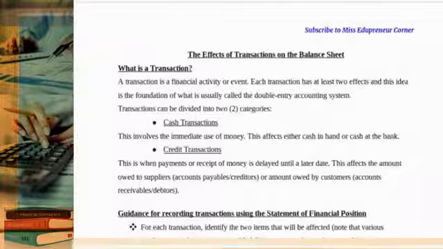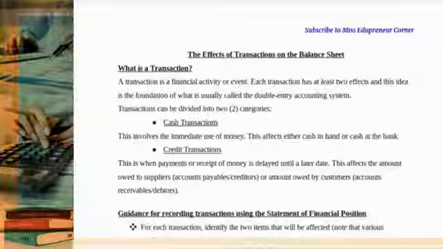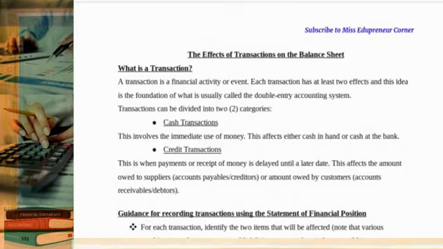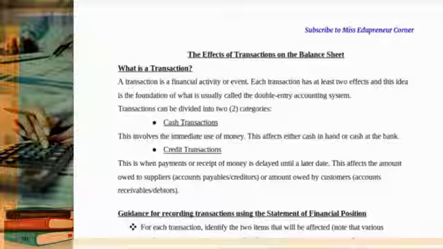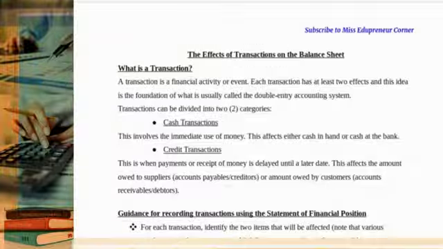On the other hand, credit transaction is when payment or receipt of money is delayed until a later date. So this is like going to the store, taking an item, but payment is not made immediately. Here in Jamaica, we would say going to the store and trusting an item. So this affects the amount owed to suppliers. We also refer to our suppliers as accounts payables or creditors, or the amount owed by customers. And we also refer to our customers as account receivables or debtors.